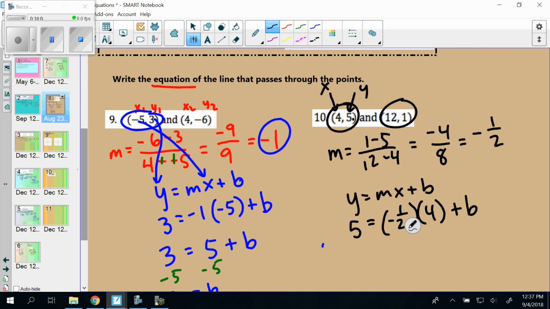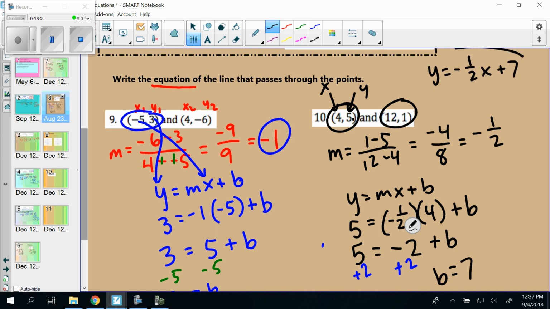All right, now multiplying this out. Half of 4 is 2, but it's going to be negative here when we multiply those. And now to get that over to the other side, it's negative. We want to add 2 to make that 0. So adding 2 on that makes our b equals 7. And so our equation in slope-intercept form would be y equals negative 1/2 x plus 7. So that should have been what you got for that one.